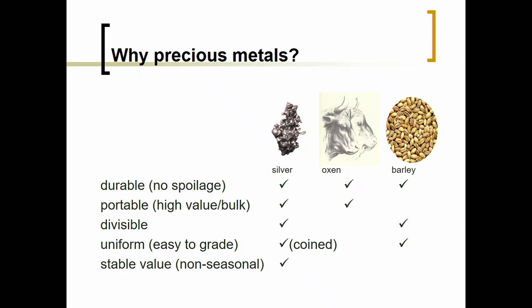And finally, you need a stable value. So it can't be something that's seasonal. Barley is seasonal, so you would have a lot of currency during the fall after the harvest, but then into the spring and summer the next year, as people use the barley for food, you'd have less and less currency out there. So you're having wild swings throughout the year. Wild swings is going to come into play with Bitcoin.